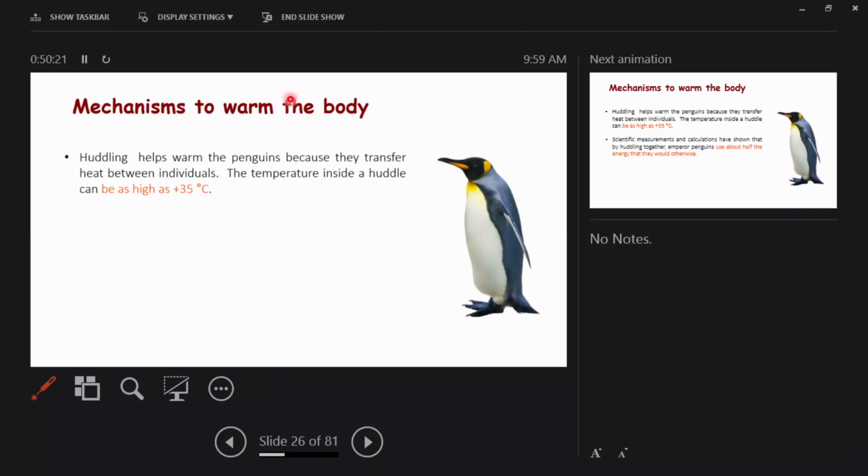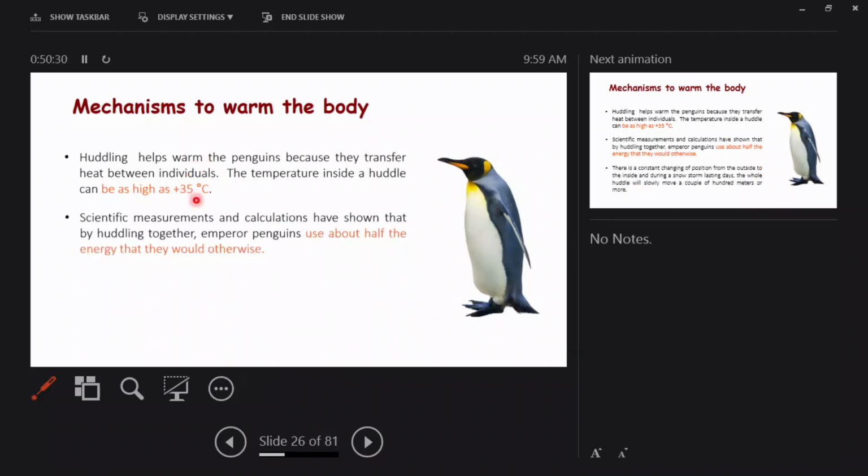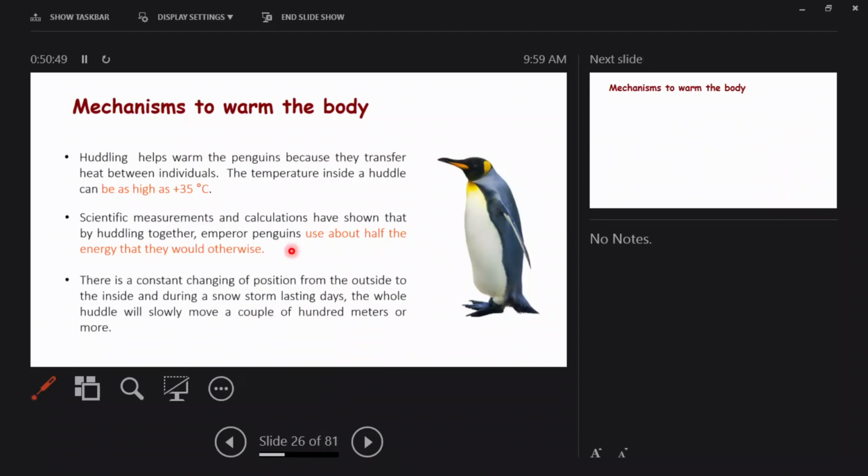Can you imagine the surrounding temperature during Antarctic winter, maybe -40, something like that. But in the middle of the huddle, it can be as high as 35. It's very high. Scientific measurement and calculation have shown that by huddling together, emperor penguins use about half the energy that they would otherwise. They can preserve their energy so they can survive the extreme Antarctic winter.